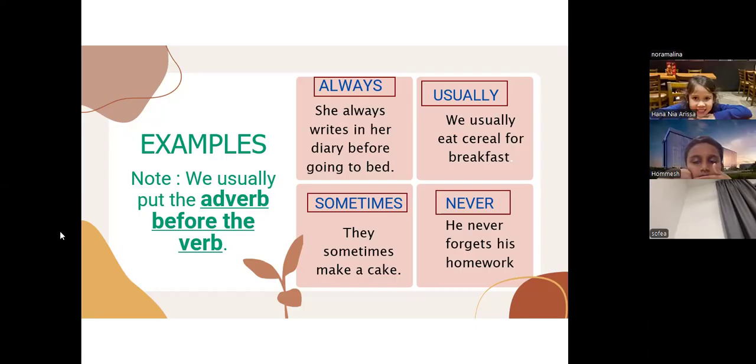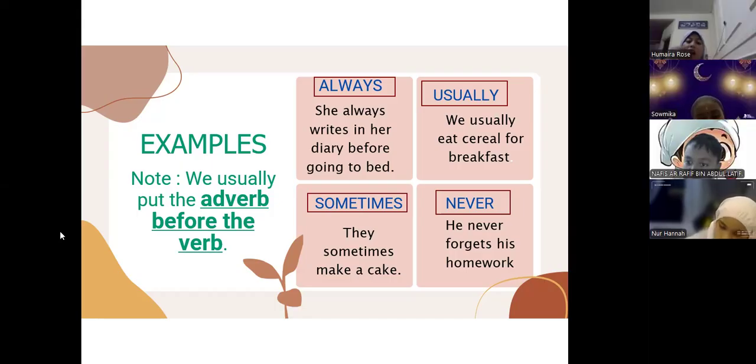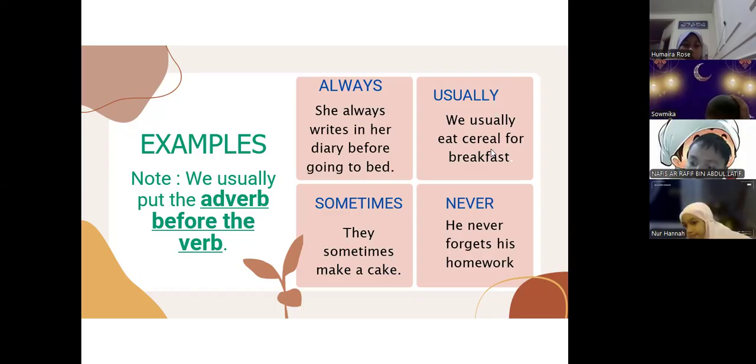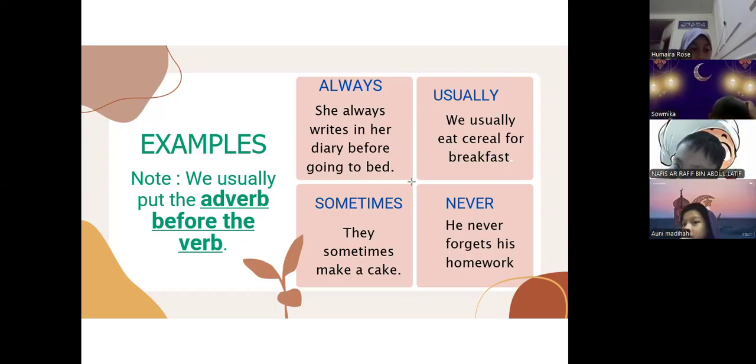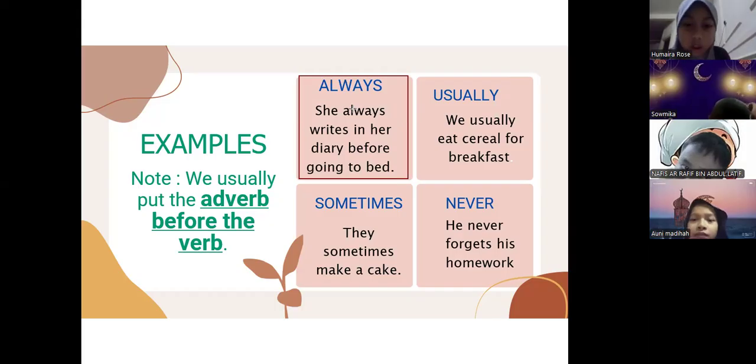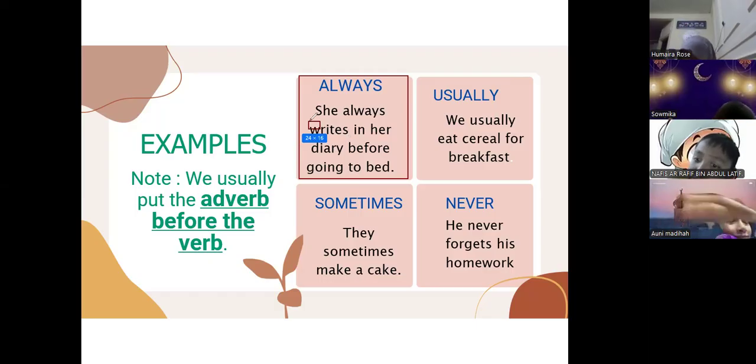Kumara Rose, can you please read for me? She always write in her diary before going to bed. Now, which is the verb? Yang mana kata kerja? Right. So, where should I put the word always? Sebelum perkataan write. See? It's before the word write.